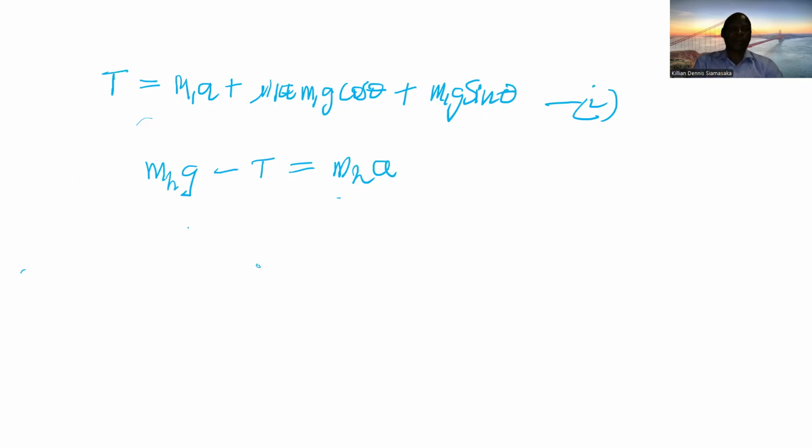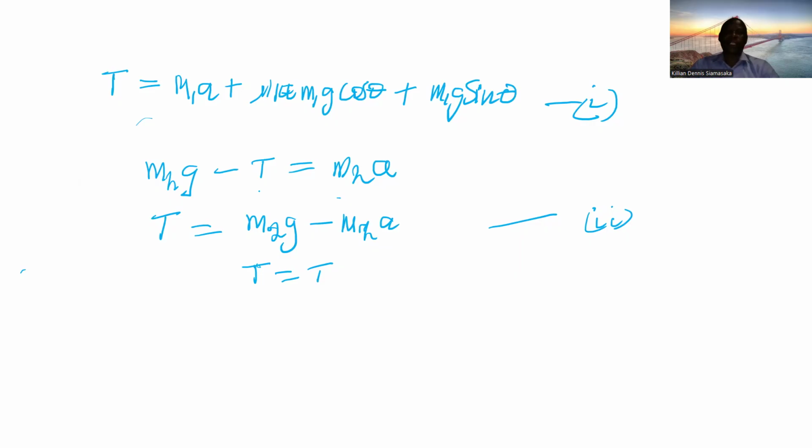So we can get also the tension, make T the subject of the formula. So T is equal to m2 g minus m2 a, mass 2 multiplied by this. We have merely taken the tension on the other side. And this gives us the equation number 2.